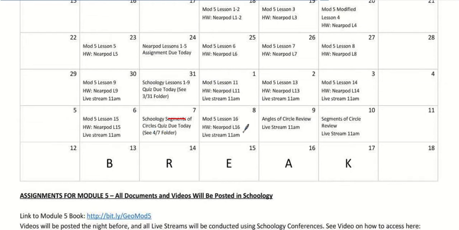And then for the rest of the week we have 16 we're finishing up, and then we'll finish up with angles. So we'll have a review of angles. And I know we did a review of segments in your packet. That may change, I'll let you guys know, because we mainly focused on angles during this module.